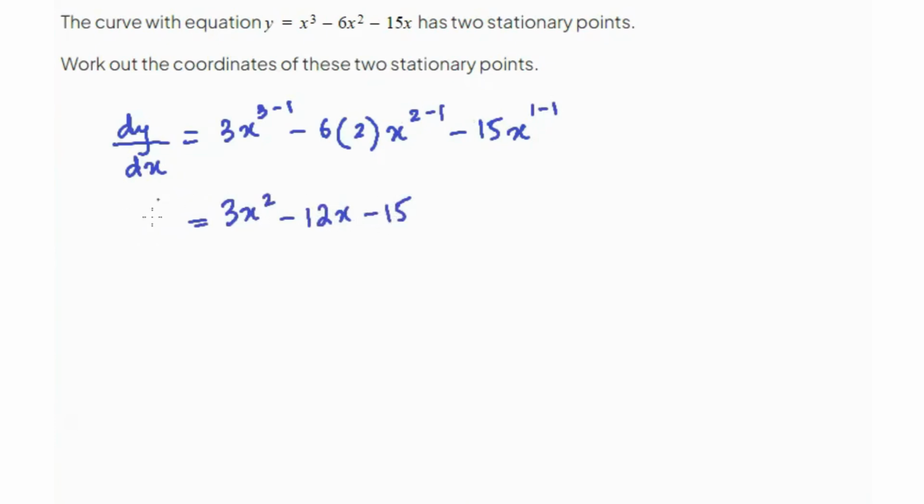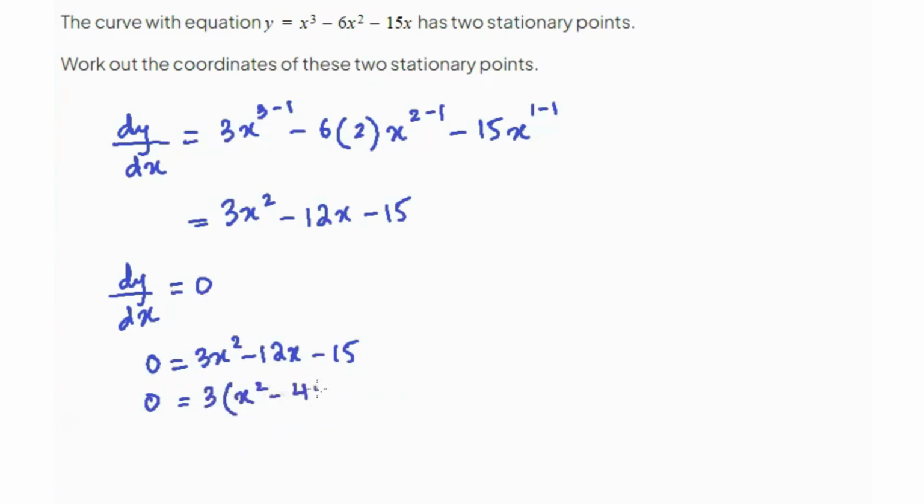At a stationary point, your dy by dx is always equal to 0. So it's going to be 0 equals 3x squared minus 12x minus 15. Now we factorize this. Before we factorize this, let's simplify this further. We know that 3 is common between all of these terms. So 3 bracket x squared minus 4x minus 5. So now we have x squared minus 4x minus 5, which is a much simpler equation to factorize.